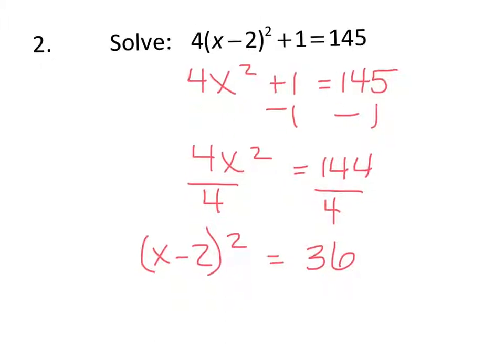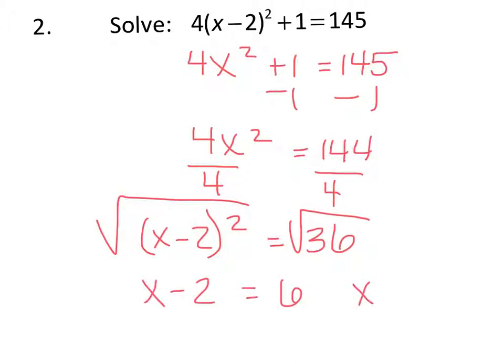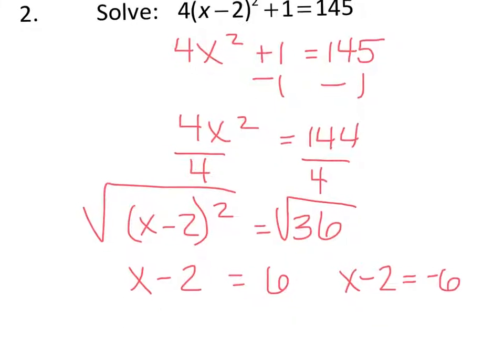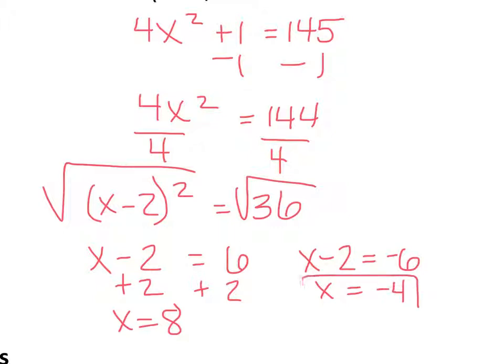So now from here, we're going to go ahead and square root both sides. And go x minus 2, remember, equals 6, and x minus 2 equals negative 6. And we're going to solve both problems here. So adding 2 to both sides, x is going to equal 8, and x will equal negative 4. So there are your two answers, negative 4 and 8.